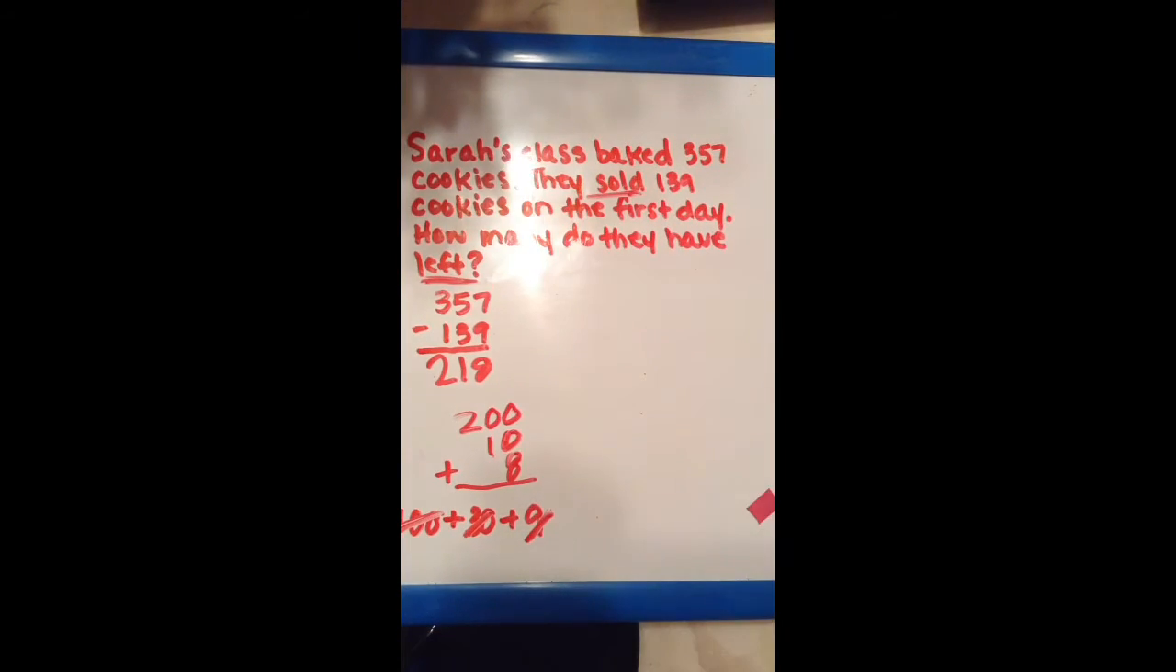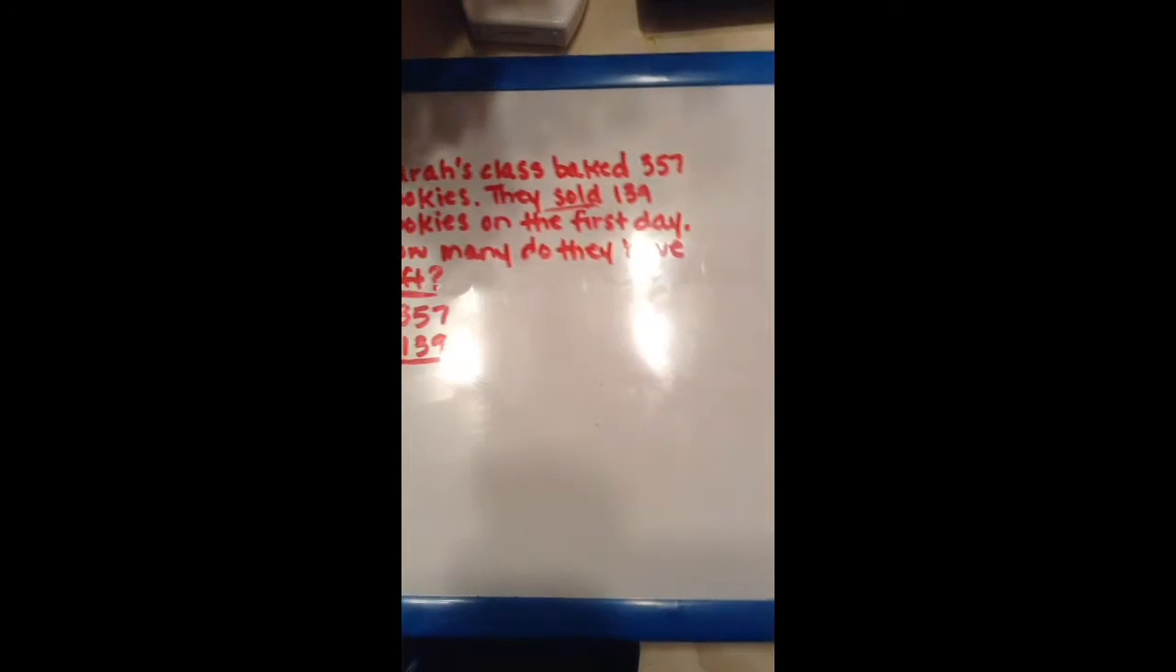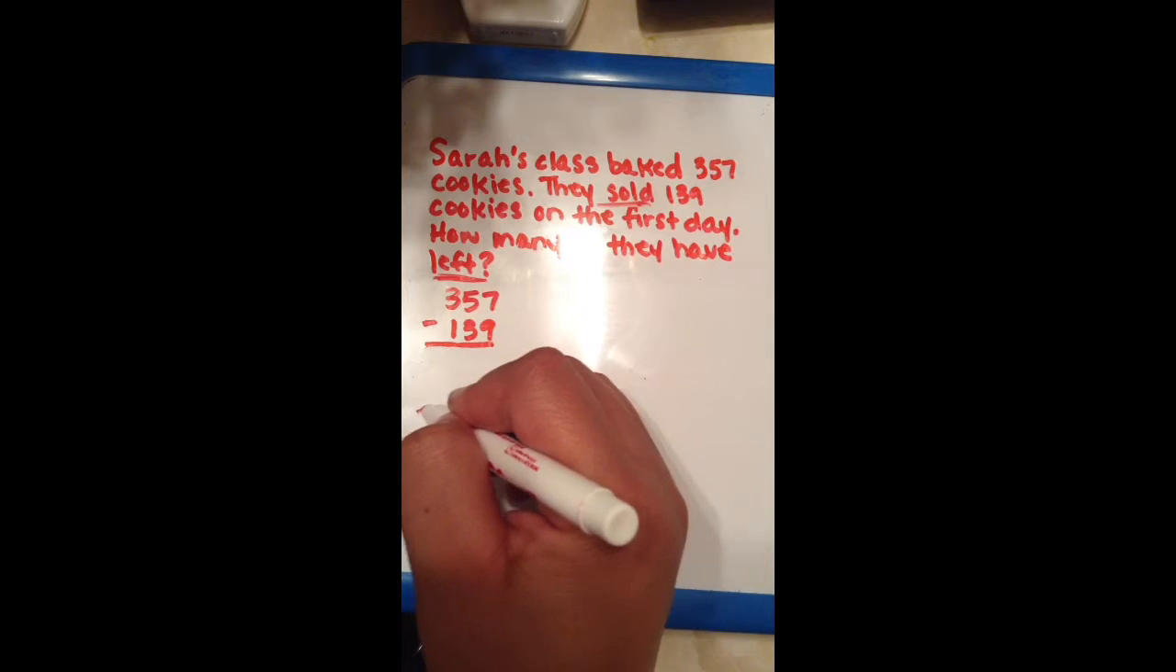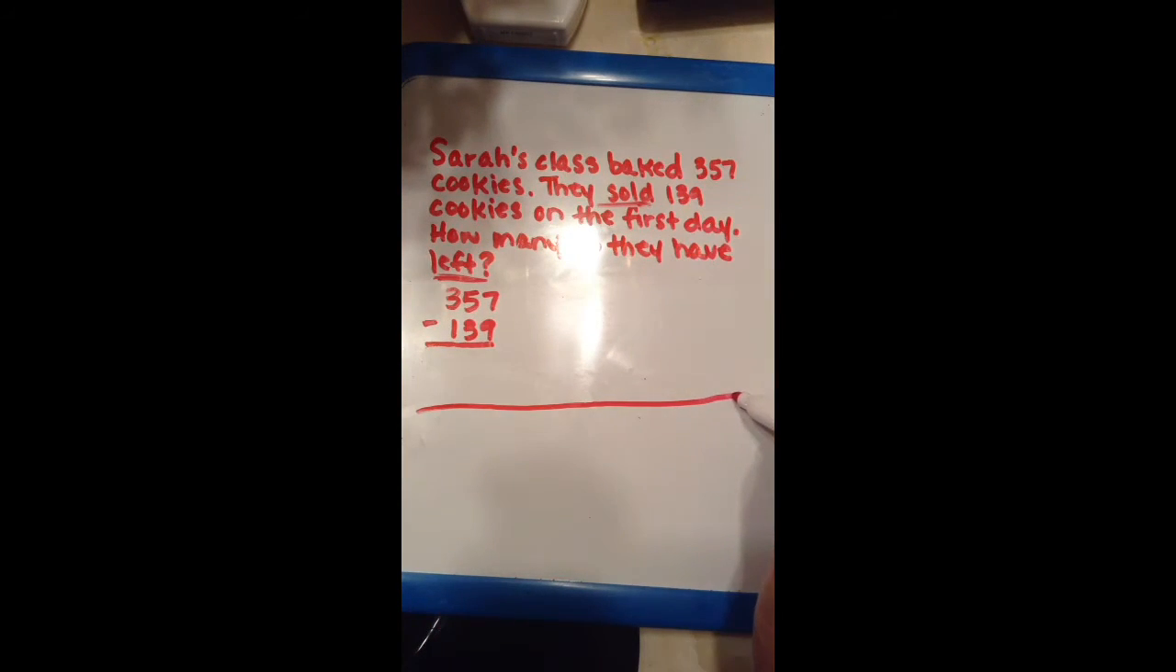So now I'm going to demonstrate using the number line. Like I stated before, we already established our math sentence, our subtraction sentence. And what we want to do now is draw a number line. And we want to start with the largest number because we are going to work backwards on the number line.